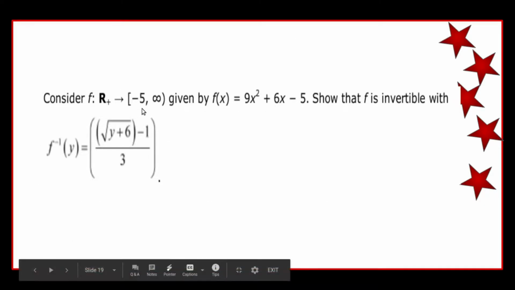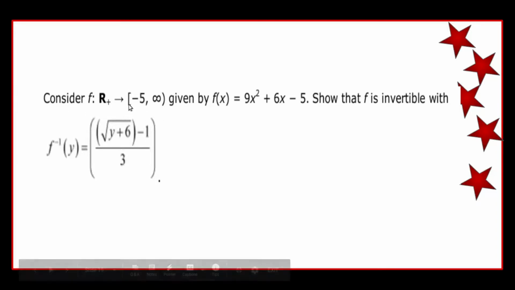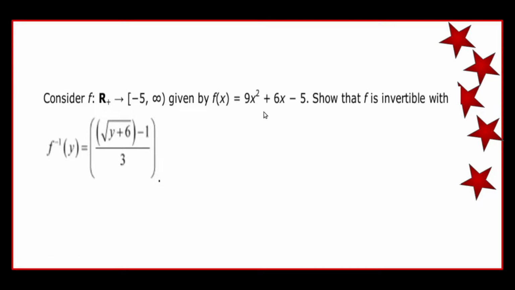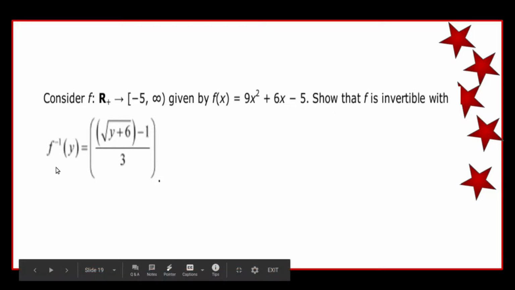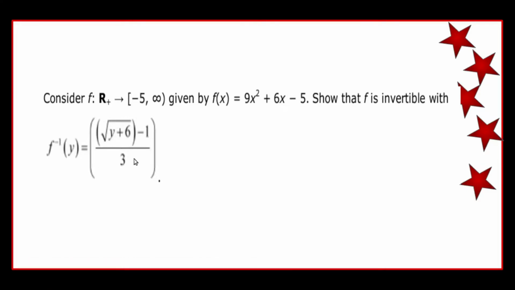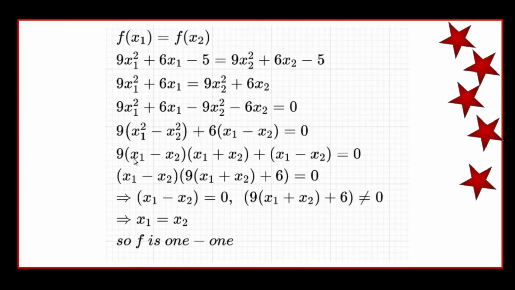Consider f from R plus to the interval [-5, infinity), closed at minus 5, given by f of x equal to 9x square plus 6x minus 5. Show that f is invertible with f inverse of y equal to root of y plus 6 minus 1, divided by 3. First we have to show f is one-one.